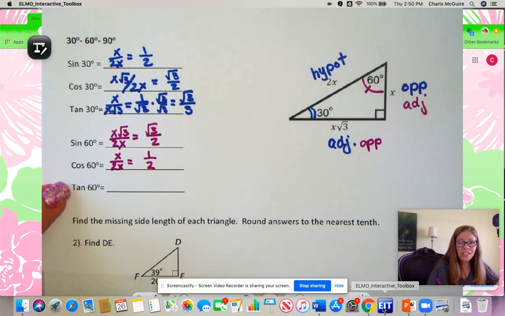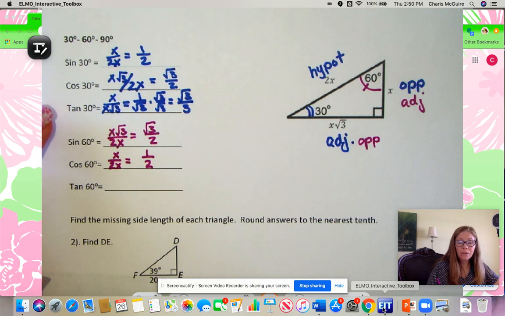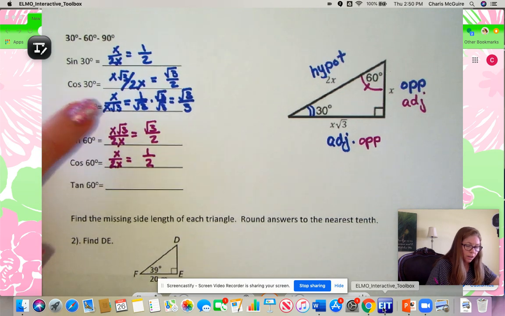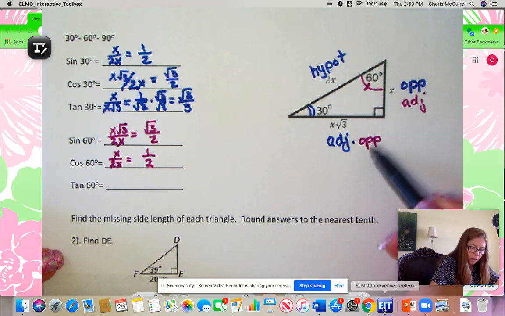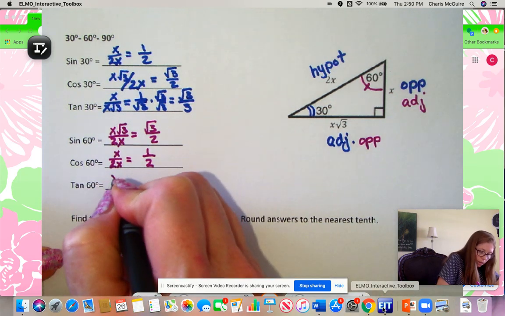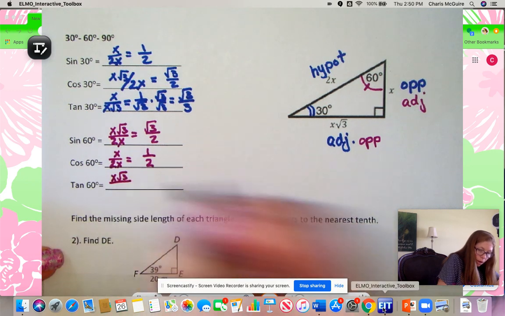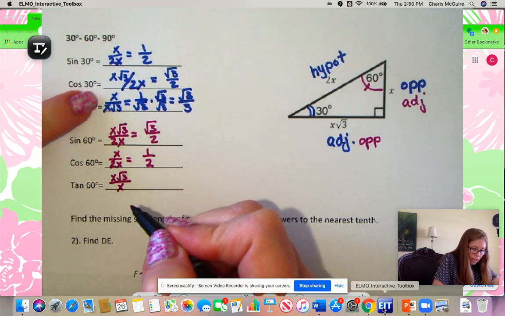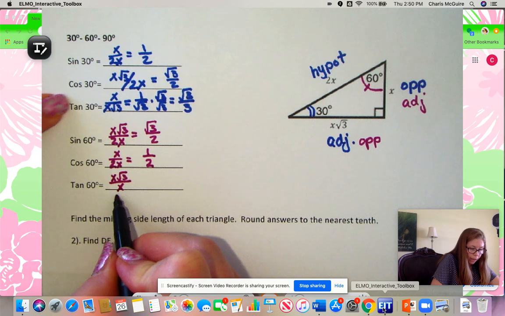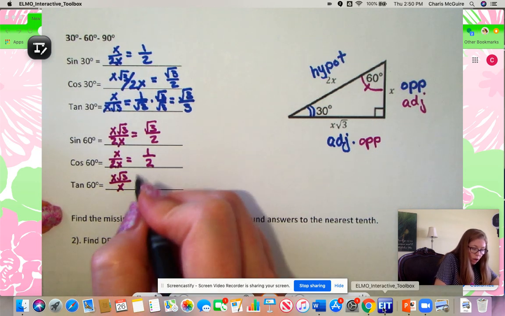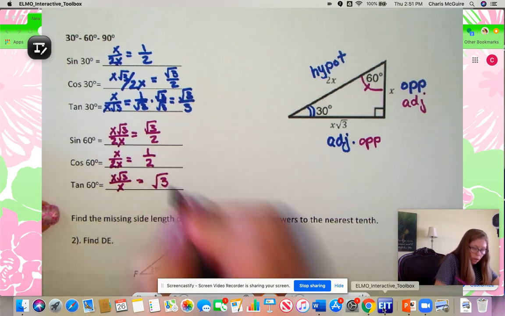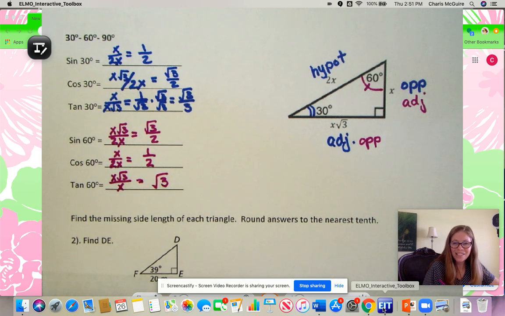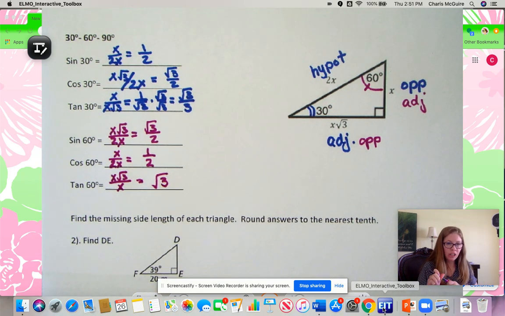Right, so tangent of 60 is going to be the reciprocal of the tangent of 30. So coming back up here, because the opposite and the adjacent switch, we're going to do x square root of 3 over the x. And you can see it's the reciprocal, right? The x and the square root of 3 have changed. So this is just the square root of 3. Awesome.